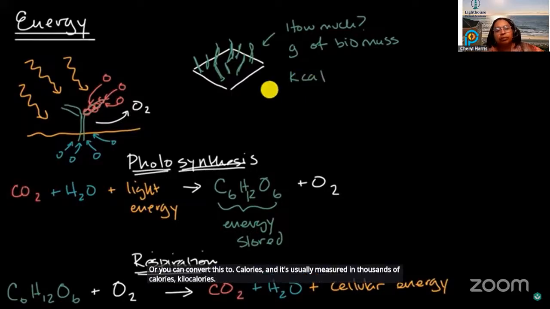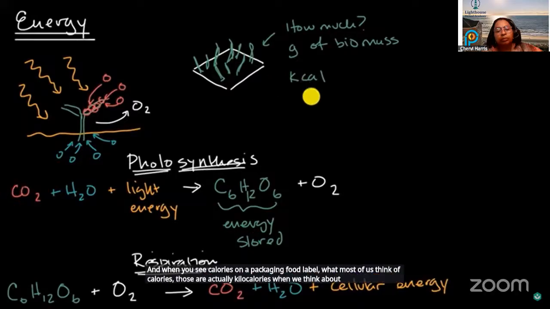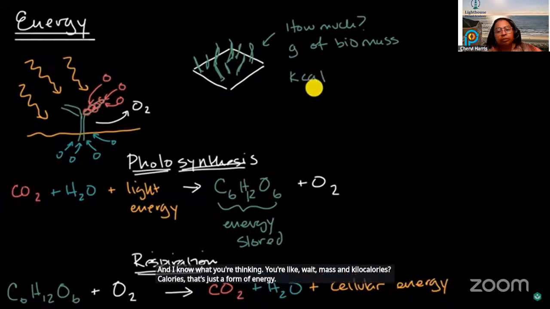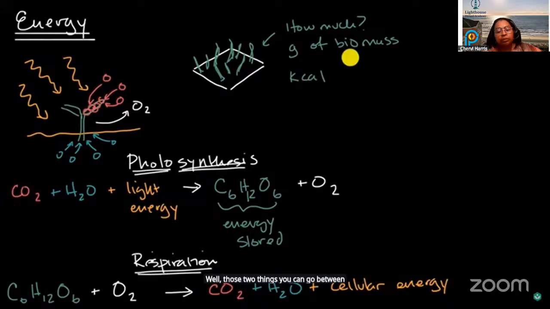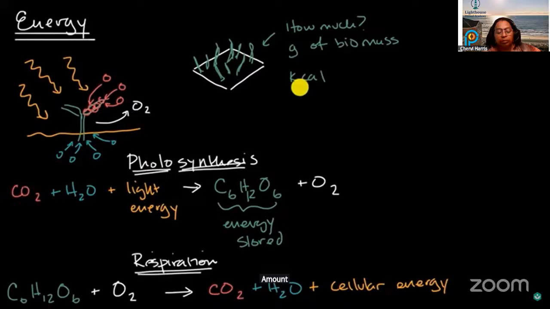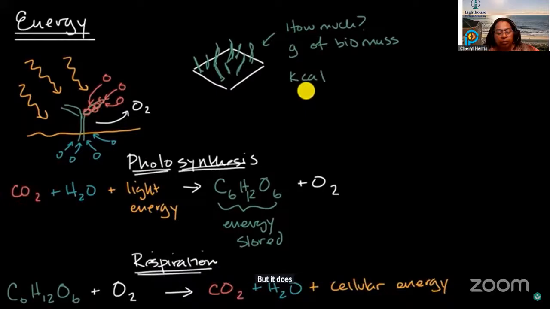And when you see calories on a packaging food label, what most of us think of as calories, those are actually kilocalories when we think about it in scientific terms. And I know what you're thinking. You're like, wait, mass and kilocalories, calories, that's just a form of energy. Well, those two things you can go between, because usually a certain type of biomass, a gram of a certain type of biomass, will have a certain amount of energy stored in it. Not energy that necessarily all animals could use or that we could use, but it does have energy in it.